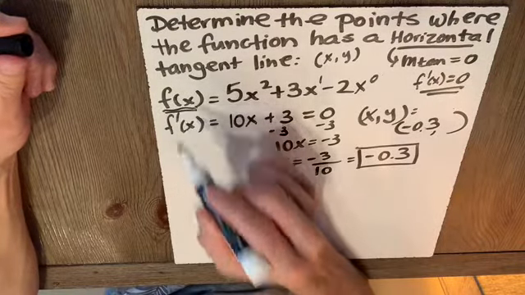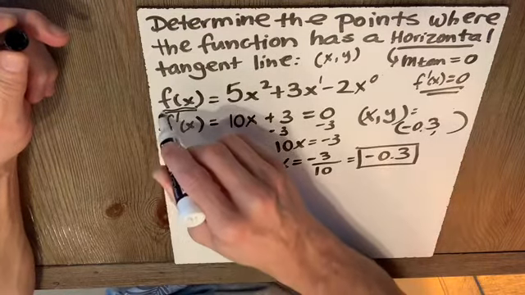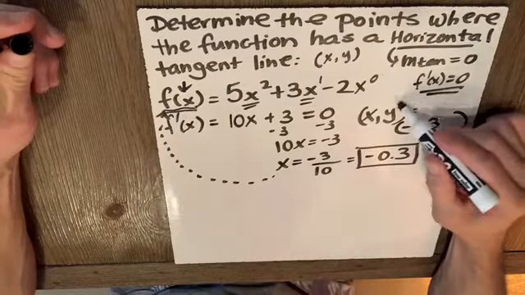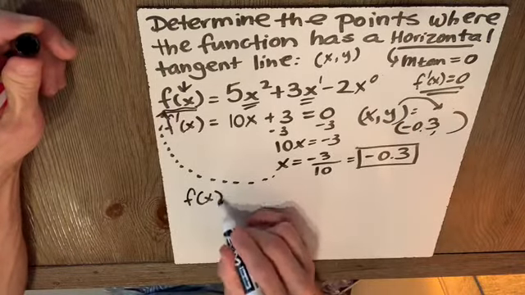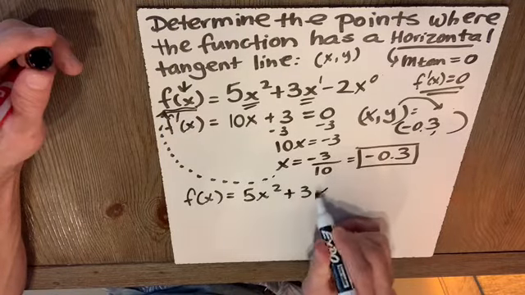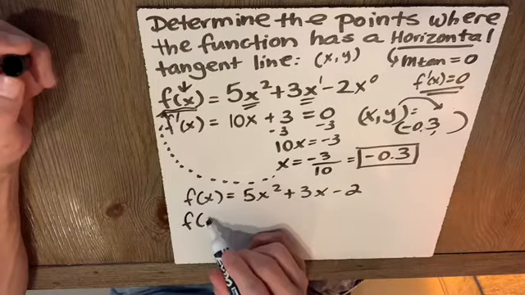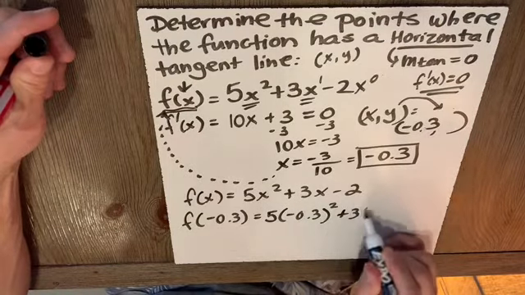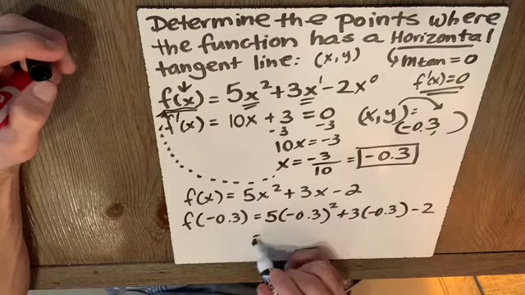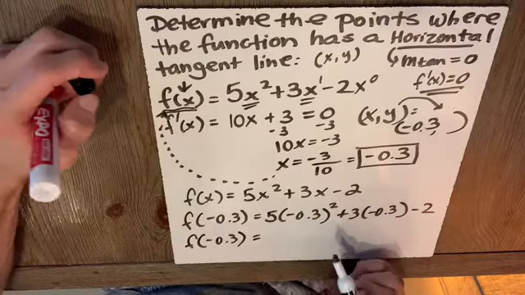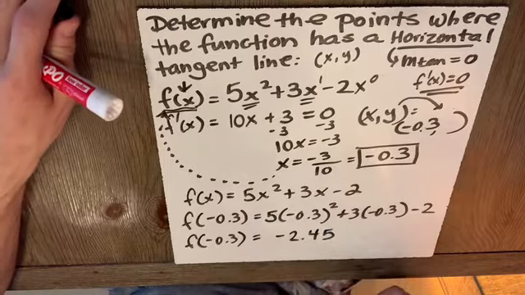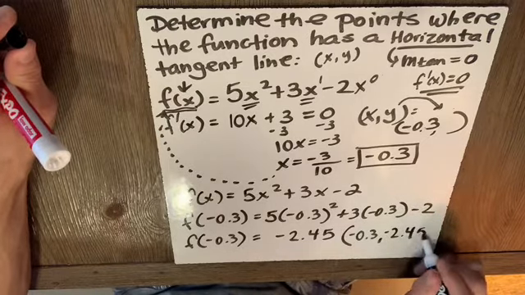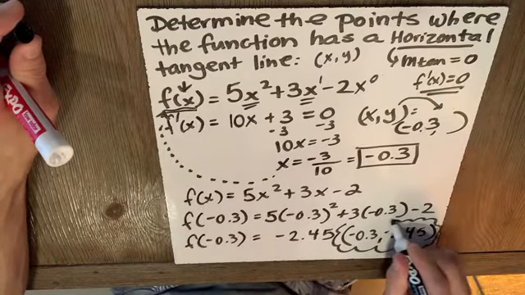Now look at our first equation. If you want the y, then go to the y. This equation says when x is any value, we'll tell you what y is. If you want the y, and we do, go to the y. f of x is equal to 5x squared plus 3x minus 2. That's the original equation. If you want the y when x is negative 0.3, we'll get 5 times negative 0.3 squared plus 3 times negative 0.3 minus 2. And so the function value at negative 0.3, if you do this out on a calculator as I did, you'll get negative 2.45. So our point, we were asked for the point where the derivative is 0, is this: when x is negative 0.3, y is negative 2.45.